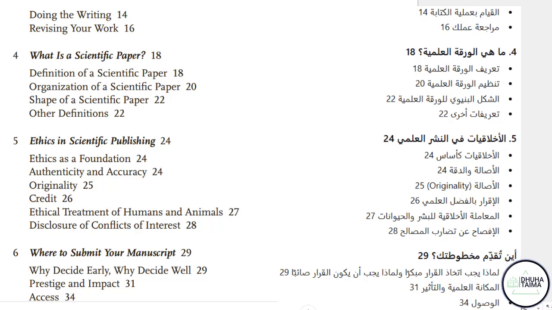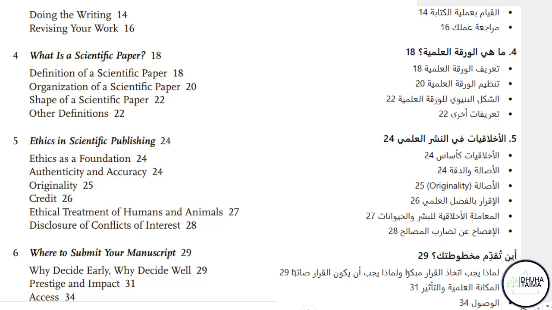5. Ethics in scientific publishing. Ethics as a foundation. Authenticity and accuracy. Originality. Credit. Ethical treatment of humans and animals. Disclosure of conflicts of interest.